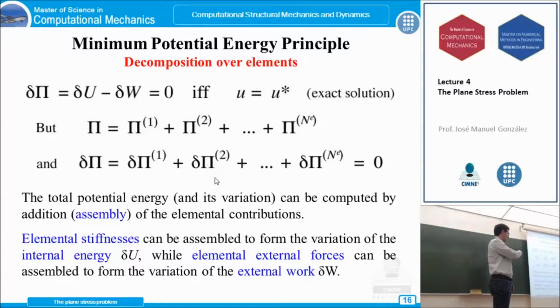So this variation of the total potential energy, which must be 0, will be the addition of the contribution of any of these elements. So if we assemble these contributions of all of these elements, we get the total variation. To assure this result, we must assure that any of these contributions of the variation of the total potential energy must be 0. Any of these contributions delta P for any element includes the internal energy and the external work over this element.